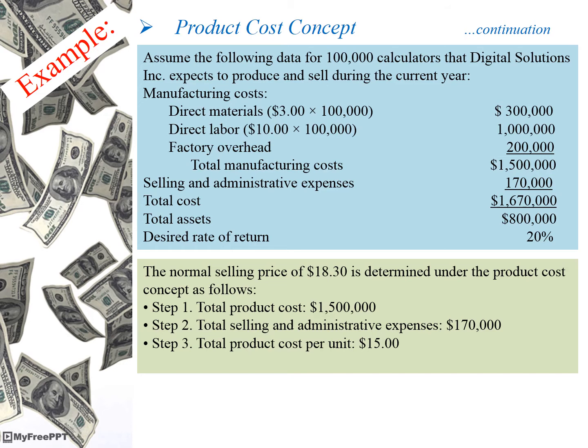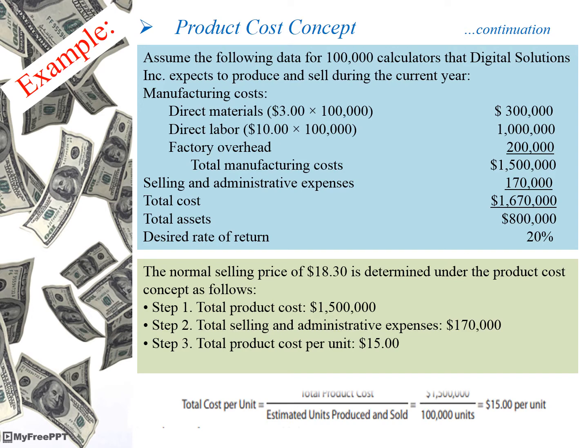Step 1. Total product cost is equal to $1,500,000. Step 2. Total selling and administrative expenses is equal to $170,000. Step 3. Total product cost per unit is equal to $15. To compute, total product cost of $1,500,000 divided by the estimated units produced and sold, which is 100,000 units of calculators, equals $15 per unit.